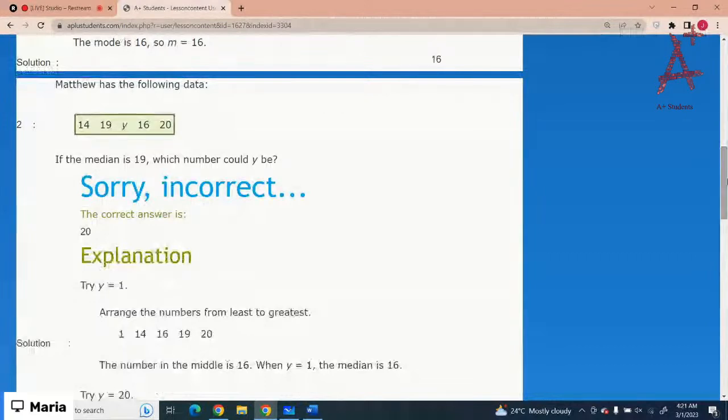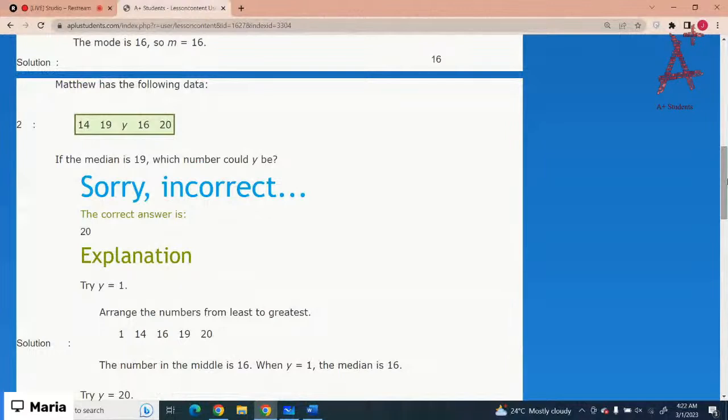Matthew has the following data: 14, 19, Y, 16, and 20. If the median of the data is 19, what number could Y be? The median is 19.